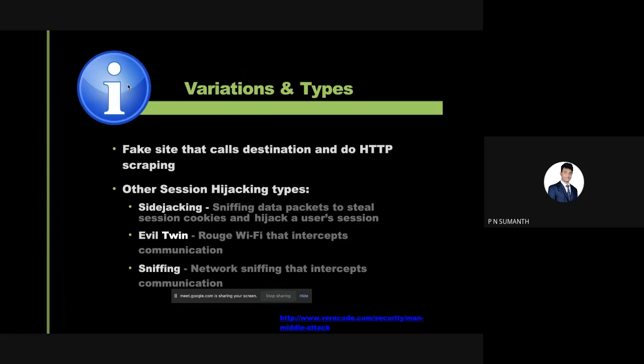Sidejacking is stealing someone's access to a website, often done using public networks. If you're using any public network like Wi-Fi, it is easier for a hacker to gain access to the system. An evil twin attack involves an attacker setting up a fraudulent wireless access point, also known as an evil twin, that mimics the exact characteristics of the legitimate network.